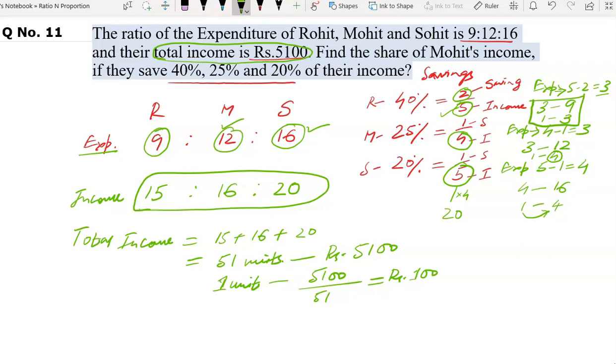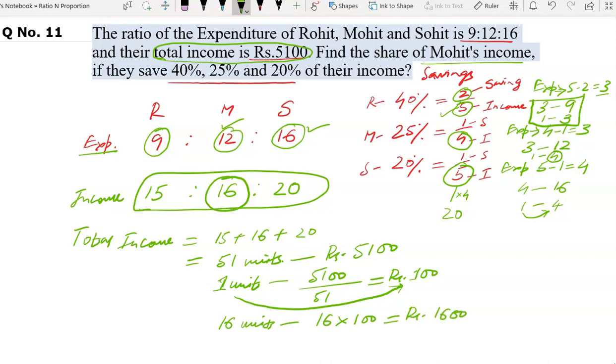And in this question what we need to find out is the share of Mohit's income. Mohit's income is 16 units. 1 unit is rupees 100. So 16 units will be 16 into 100, which is rupees 1600, and this is the answer.